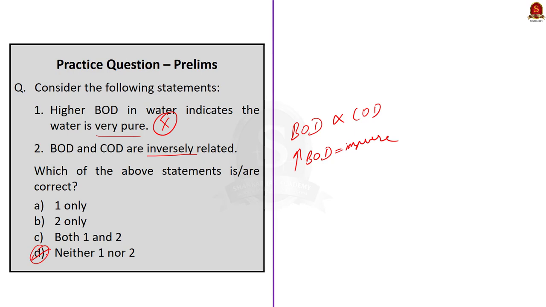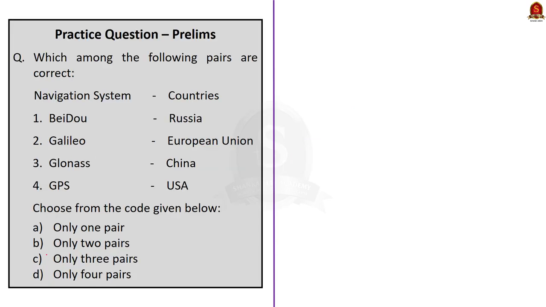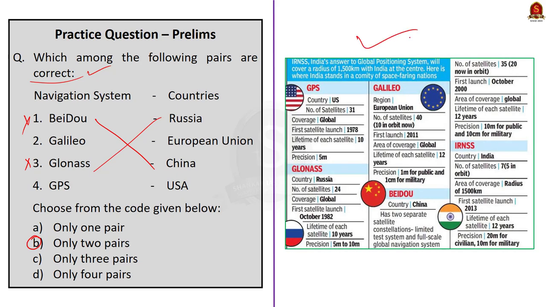Now coming to the second question. Countries are provided and the navigation systems of these countries are also provided. The question asks for the correctly matched pairs. The answer for this question is option B, only two pairs, because pair 1 and pair 3 are interchangeably matched. Baidu is the navigation system of China, while GLONASS is the navigation system of Russia. This image shows the navigation systems of different countries.